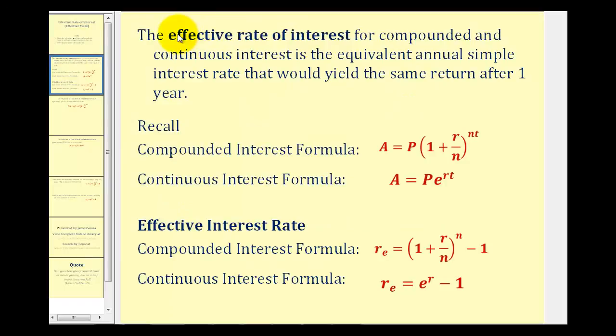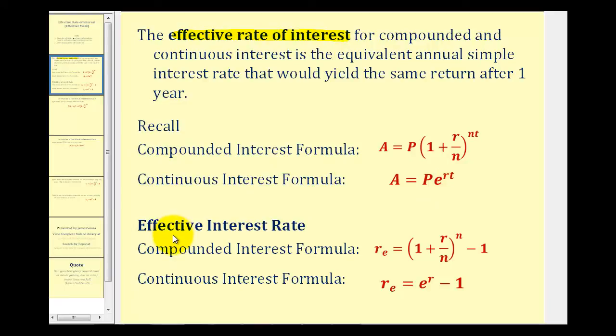The effective rate of interest for compounded and continuous interest is the equivalent annual simple interest rate that would yield the same return after 1 year. Remember, simple interest pays interest once a year. So we should already be familiar with the compounded interest formula given here and the continuous interest formula given here.